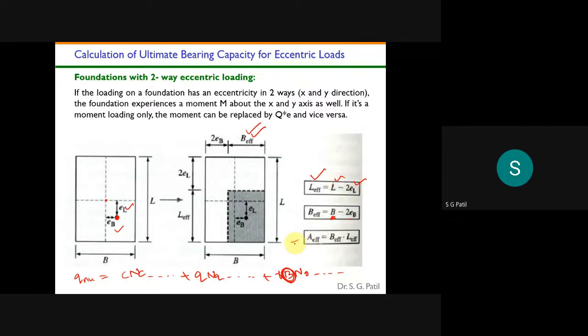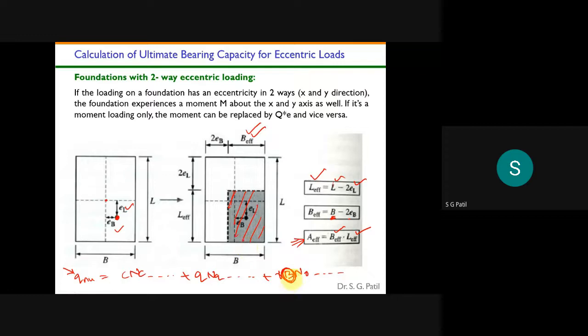As well as in the area calculations also, I have to take the effective area here. So what is the effective area? Effective area is nothing but B effective into L effective. That means reduced length and reduced breadth. So if you multiply both, then I will get the reduced area. Okay, so whatever load is coming on the foundation, that load will be taken by only this much area. All the other area is not at all participating in taking whatever eccentric loading is coming. Okay. So this is how we will accommodate the eccentricity in bearing capacity calculations.